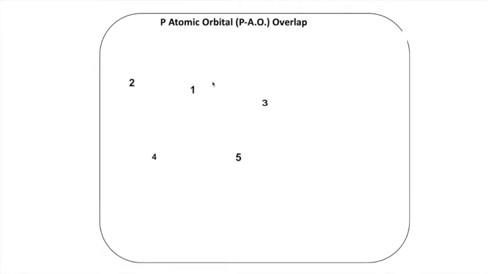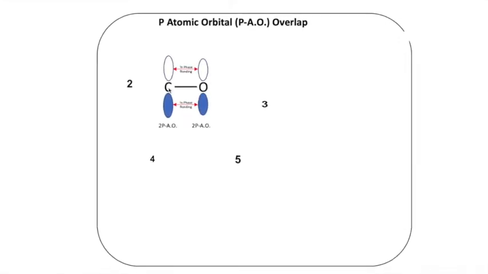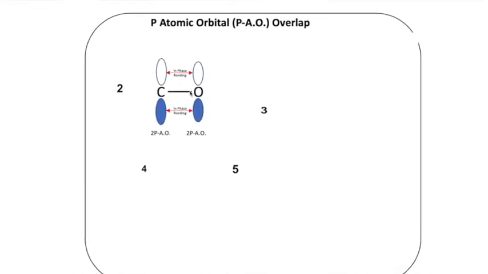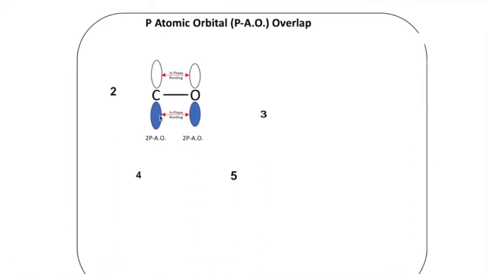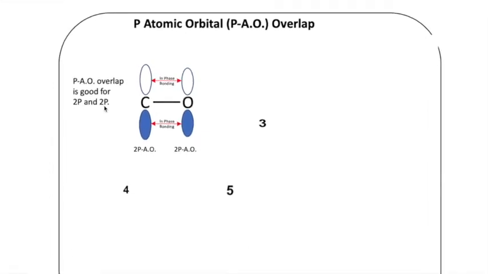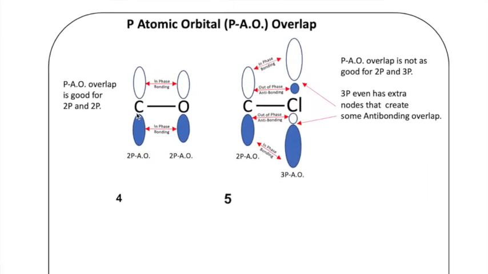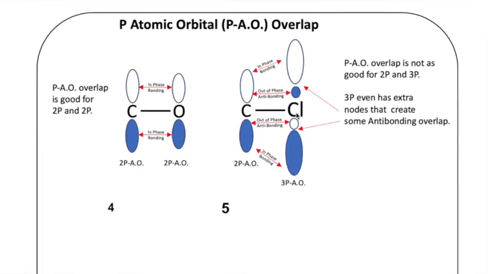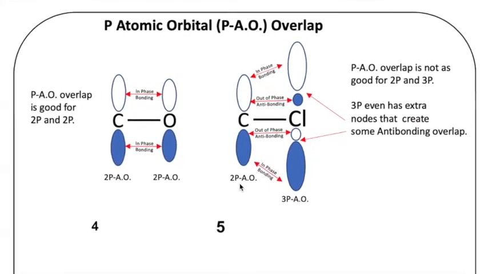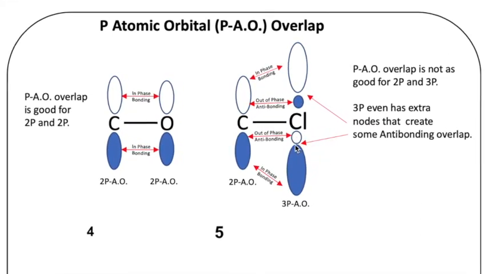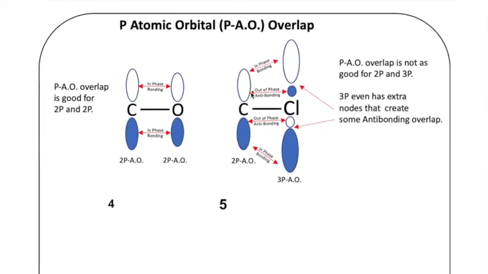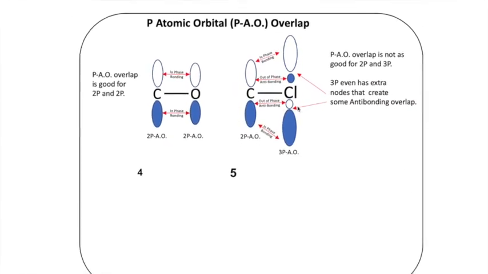So here's what I'm talking about. A carbon and an oxygen pi bond well because they both use 2p atomic orbitals, same number of nodes, about the same size, so their bonding is in phase. So you get good overlap between the 2p to 2p atomic orbitals, whereas a carbon and chlorine don't pi bond as well because the chlorine's got a bigger 3p atomic orbital, carbon's got the smaller 2p, and chlorine's got these extra little nodes. So there's bonding here between the carbon and the chlorine p orbitals, and it's out of phase here, so it's a little bit anti-bonding.